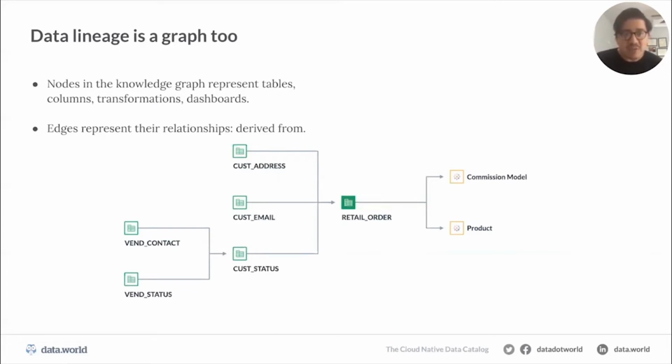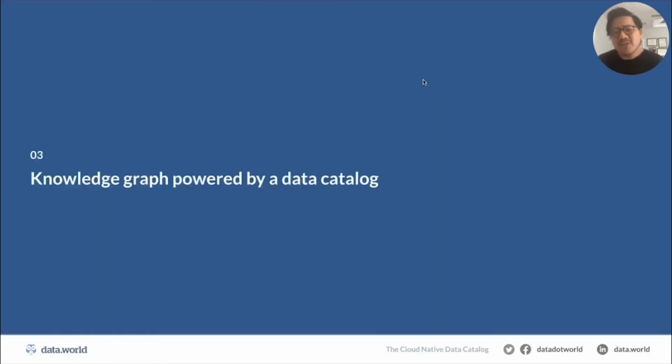So essentially what we're saying here is that all this metadata that you are bringing in, from your internal sources and from external tools, is all represented as a graph. That's why your data catalog should be built on top of a knowledge graph. Now let's flip it around. What does it mean for a knowledge graph to be powered by a data catalog?